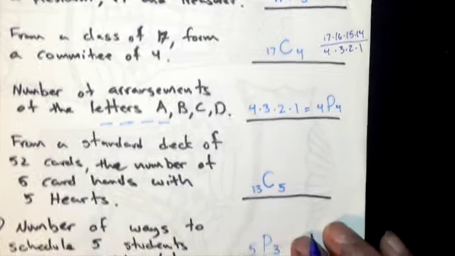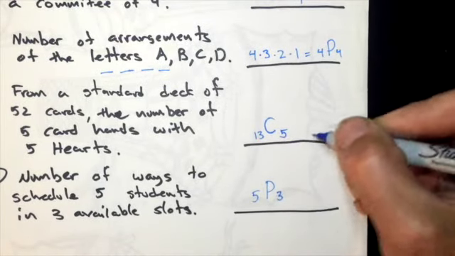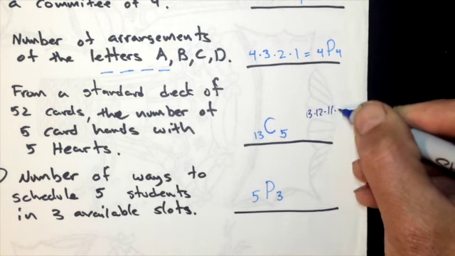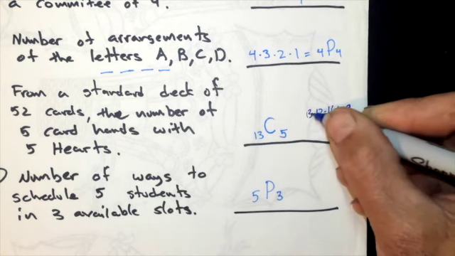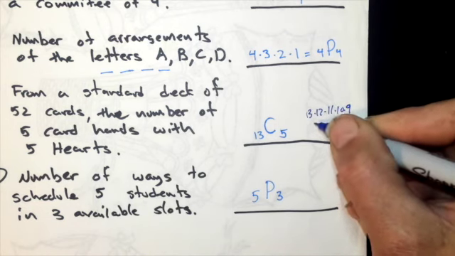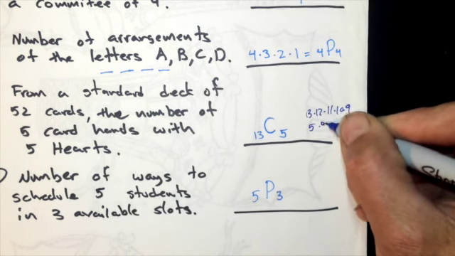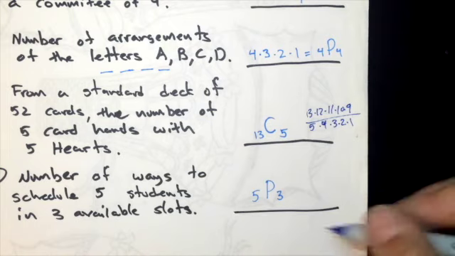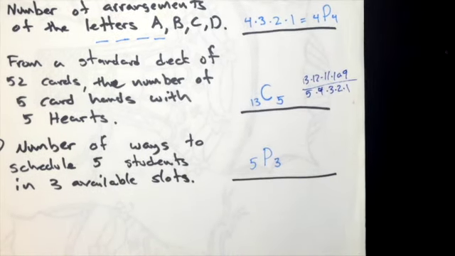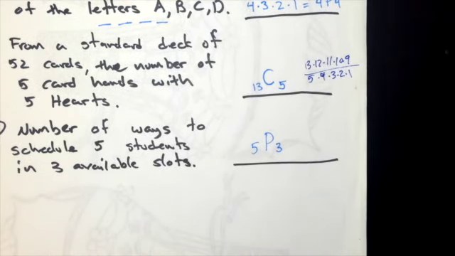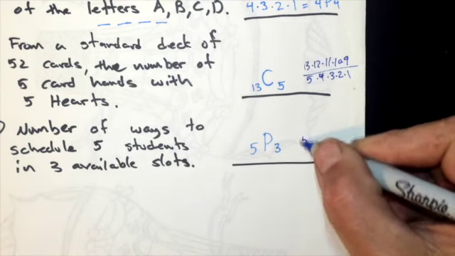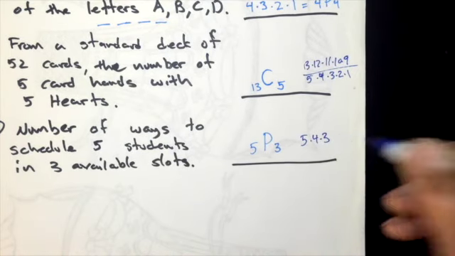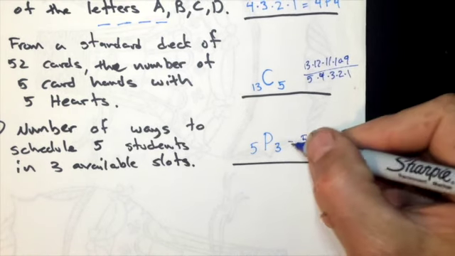4P4, well, I have it written right there. I'm just going to do that one. 13C5, okay, so we do 13 times 12 times 11 times 10 times 9, 1, 2, 3, 4, 5, divided by 5 times 4 times 3 times 2 times 1. So this is handy for doing these. Go ahead and do this next one. What would that be? Write it out. Okay, that would be just 5 times 4 times 3, and that's it. Okay, so that's how you do it.